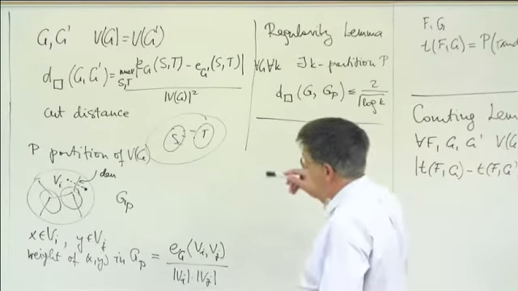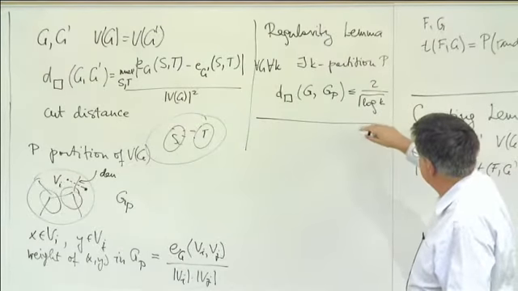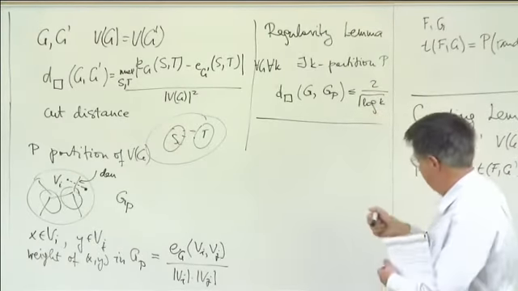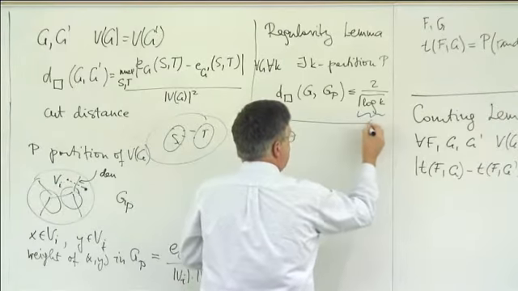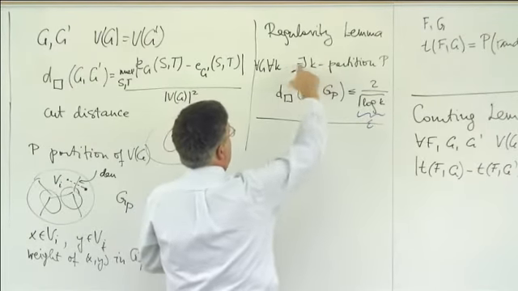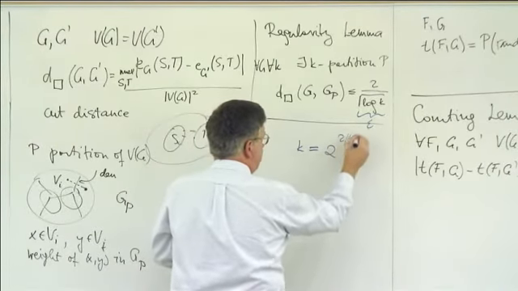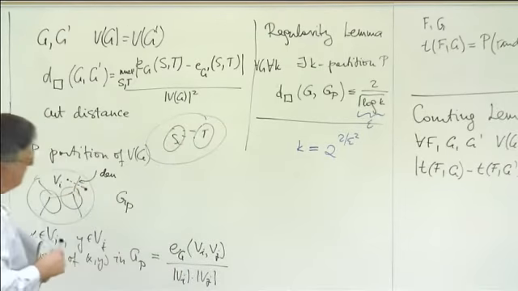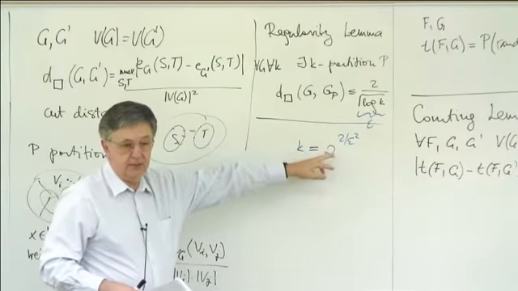Now, using the regularity lemma, you see that if this is epsilon, then this k is something like 2 to the 2 over epsilon squared. And so it means that for every epsilon, you have a representative set of size about 2 to the 2 over epsilon squared.